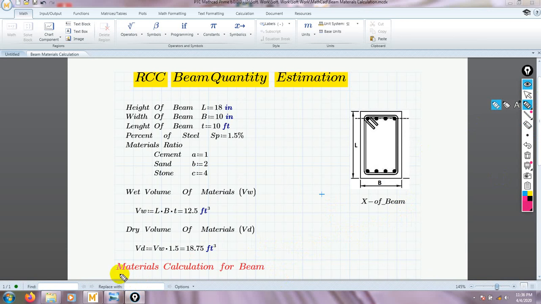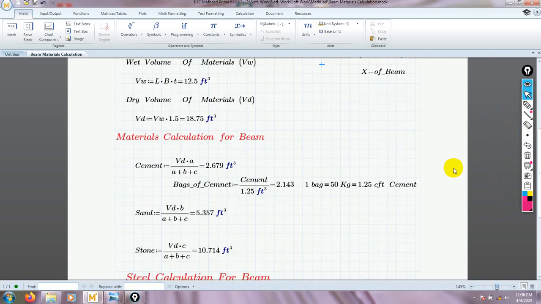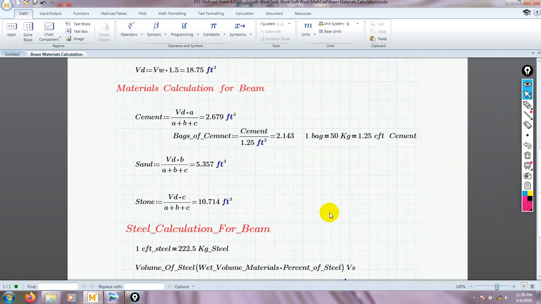After that, now we have to calculate our material calculation for the beam. To calculate materials for the beam, we have to go down here. In our previous video, I will just write it here, 1:2:4. This is the materials quantity ratio. So here, if we calculate for cement, we know that it's very easy and we all know about that. This is the dry volume like that.